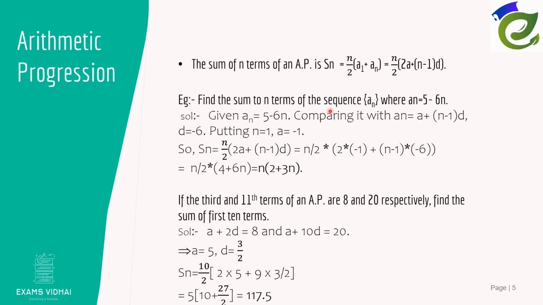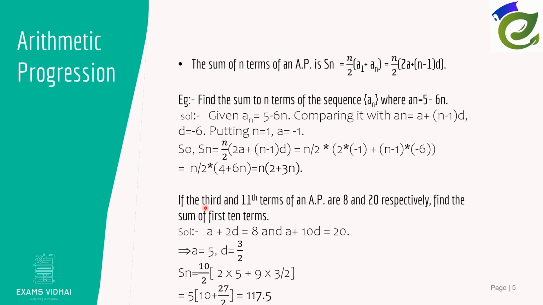Find the sum of n terms of the sequence an, where an is equal to 5 minus 6n. Given an is equal to 5 minus 6n, let's compare it with a plus n minus 1 into d. Now observe the coefficient of n. You can find that d is equal to minus 6. We know that a is nothing but first term, so put n is equal to 1. You will get a is equal to minus 1. Now apply the formula n by 2 times 2a plus n minus 1 into d and substitute the values accordingly. You will get n times 2 plus 3n.